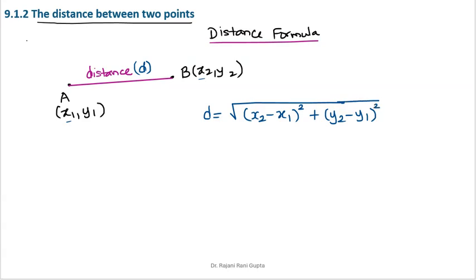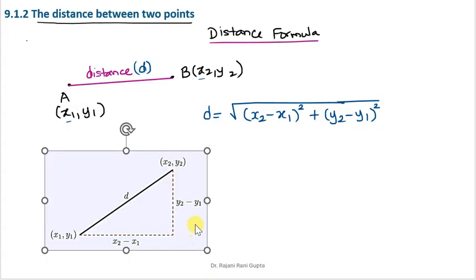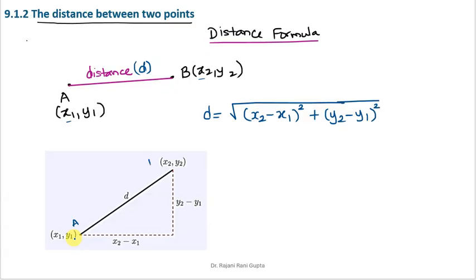To understand this, if we draw the diagram, we are not doing anything special, but we are using the Pythagoras theorem. If this is your point A and this is your point B, then the horizontal distance will be x2 minus x1, and the vertical distance will be y2 minus y1. Then this diagonal d will be given by using the Pythagoras theorem. So this is what the distance formula is.